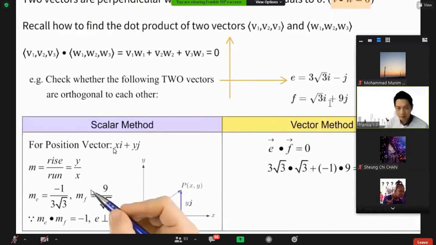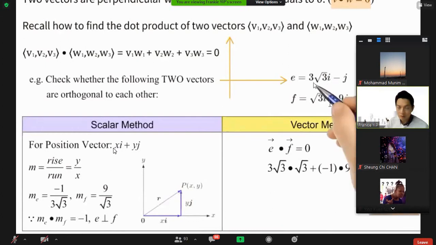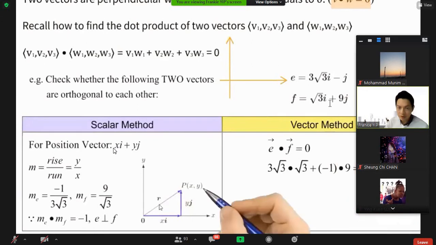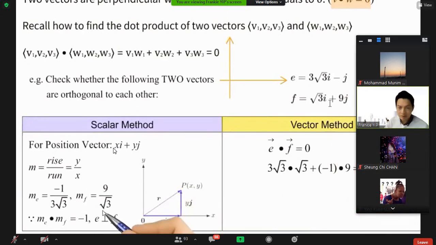That means it's rise over 1. So for this one, it's negative 1 over 3 square root 3. So this is the slope of the first vector. And the next one is 9 over square root 3. If they are perpendicular to each other in the scalar method, we usually use the concept that these two slopes multiplied together equal negative 1. Can you see that?